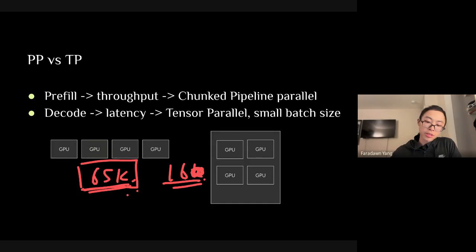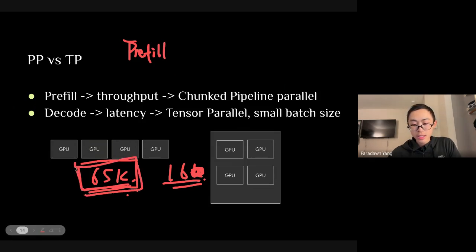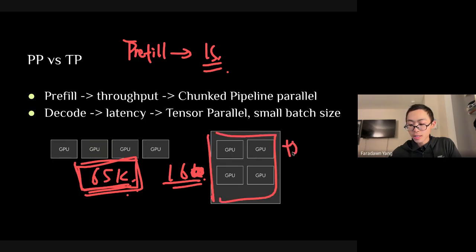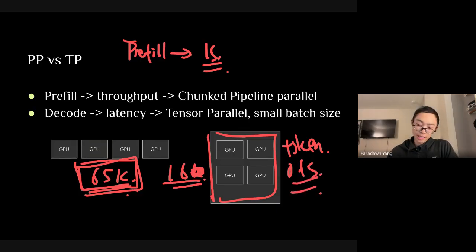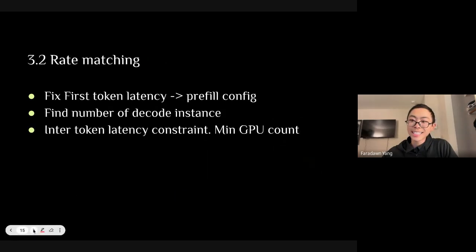For prefill, how long does it take to process one batch? Usually the constraint is 1 second, whereas for decode every token is around 0.1 seconds, but the numbers differ a lot. A great question. Feel free to ask any follow-up on the chat or raise your hand.